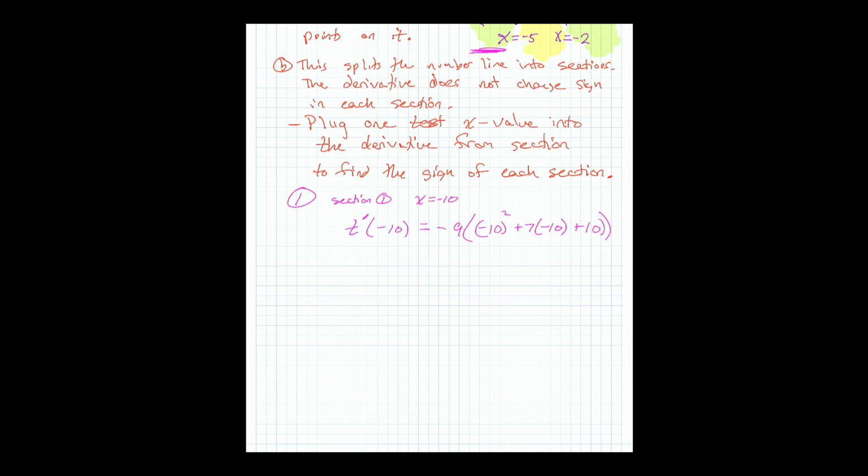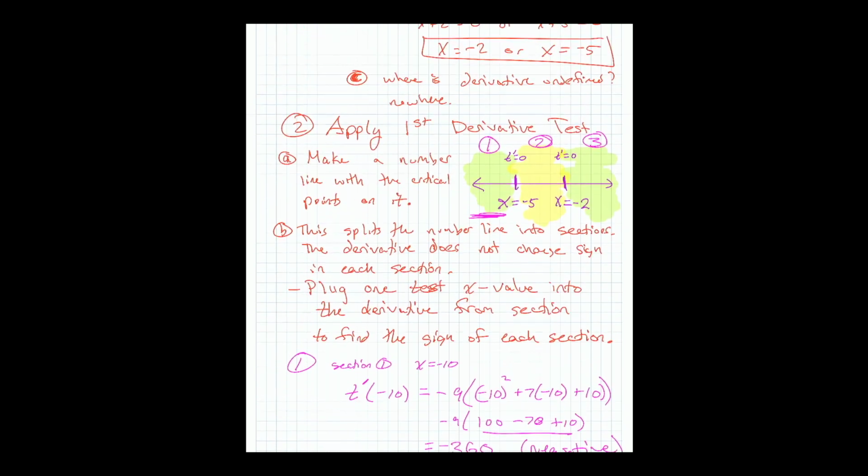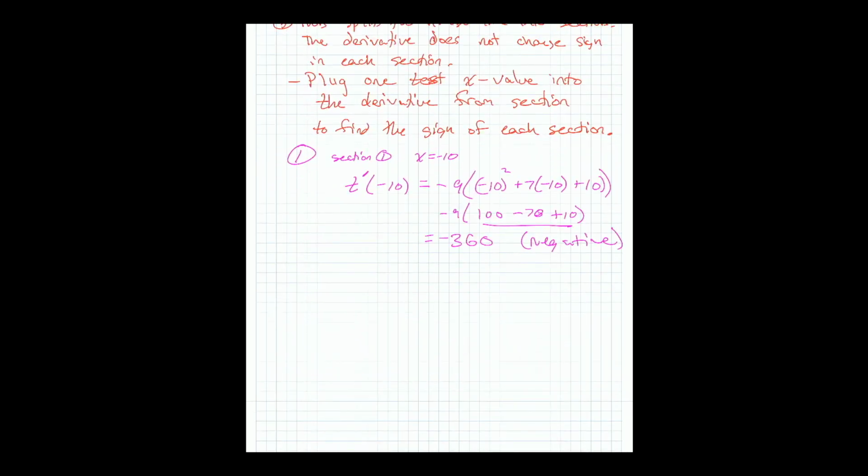So I've got, let's see, well, -900. I said calculator and not using one. All I care about is plus or minus here. Inside here, 100 minus 70 plus 10 is 40, times negative 9 is negative 360. Point is, negative. That's all you care about. So you can come over here to your number line and label this entire section as a minus. And then come back and we do the next section.